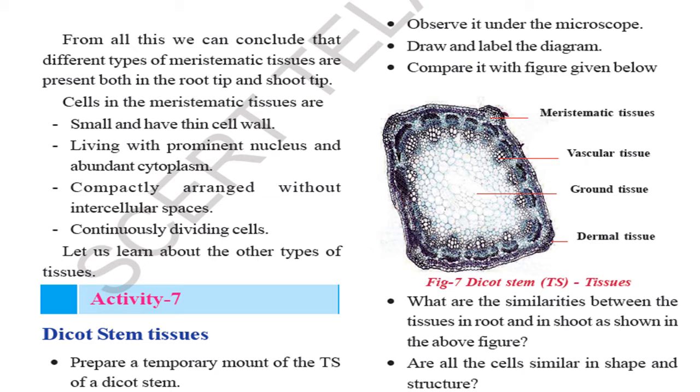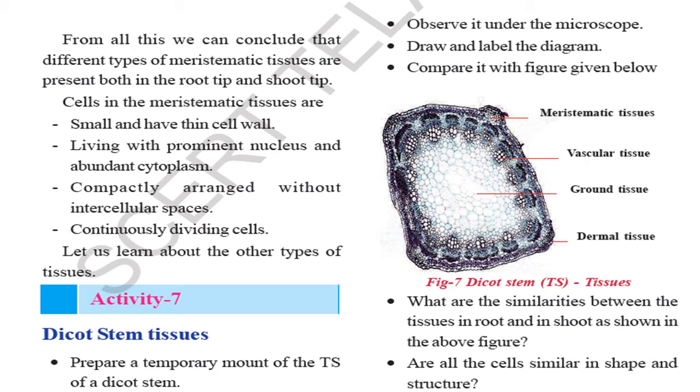Activity 7. Dicot stem tissue. What is this? Prepare a temporary mount or TS of dicot stem. Draw it, understand it, and write it better, okay? Because of the diagram, we cannot see in the microscope, I know, but we have to assume that it will be meristematic tissue. Last is the dermal tissue.